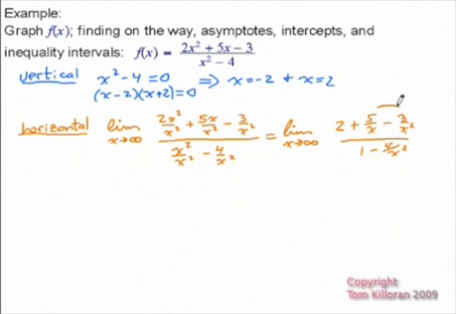So basically, these three are not going to contribute a lot of value to this expression as x gets really big. So we're going to assume that these things are getting so close to 0 that they're really not going to affect anything. It's like giving $1 to Donald Trump. He's not going to thank you. Alright, so what we're left with is 2 divided by 1, so our horizontal asymptote is going to be y equals 2.